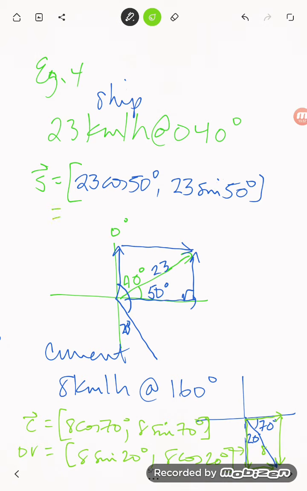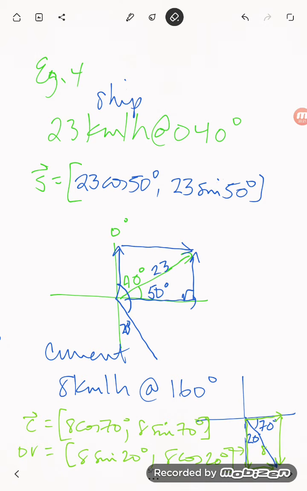I should actually put the actual numbers here. Or actually, no, I don't need to. Sorry guys, I'm a little exhausted right now.